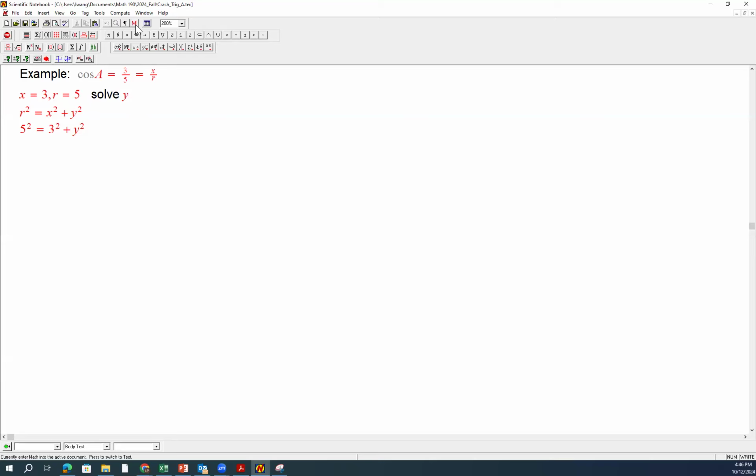And what do we get for y squared? y squared is equal to 5 squared subtracting 3 squared. And 25 is 5 squared and 3 squared is 9. So we got 16. So now we got y squared equals 16. And of course, we take the square root on both sides.